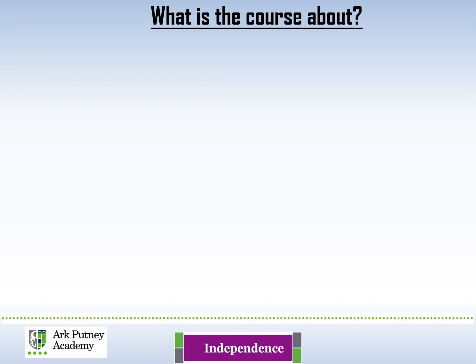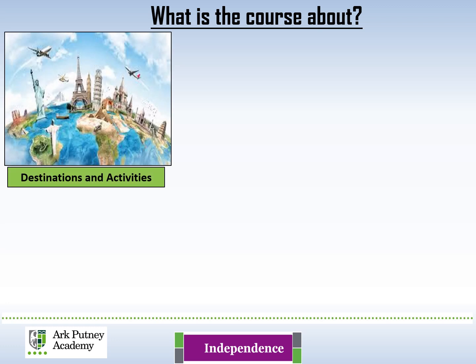Well, first off, what is the course about? When you initially begin study in Year 10, the first thing you will look at is destinations and activities available for tourists either in the UK or abroad. This will be looking into the different types of tourist attraction, hotel, activities, theme parks, the different activities that you might find on the coast, different activities you might find inland, and how those sites attract people.